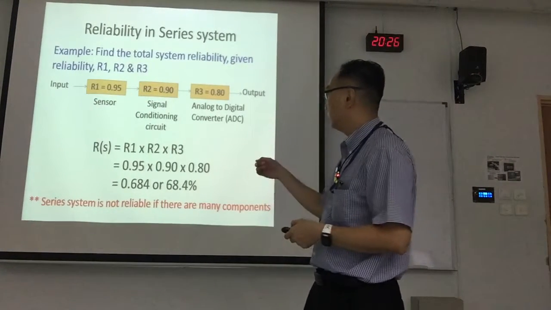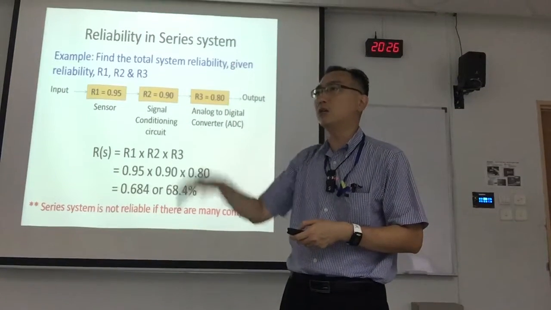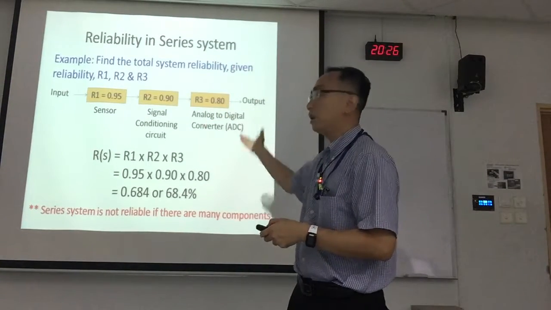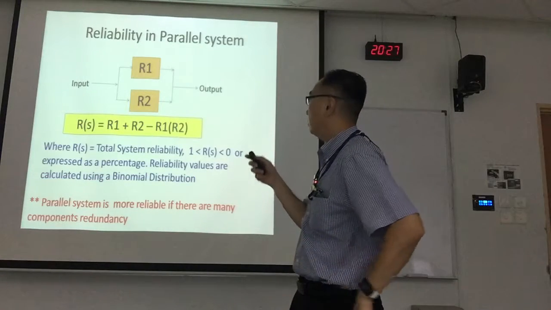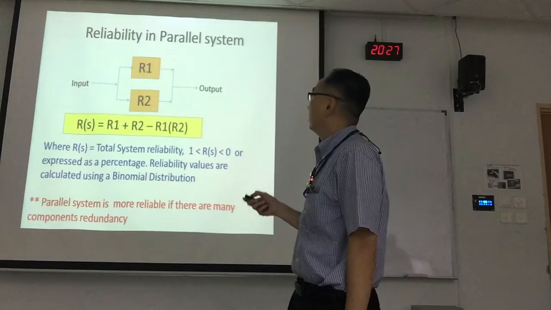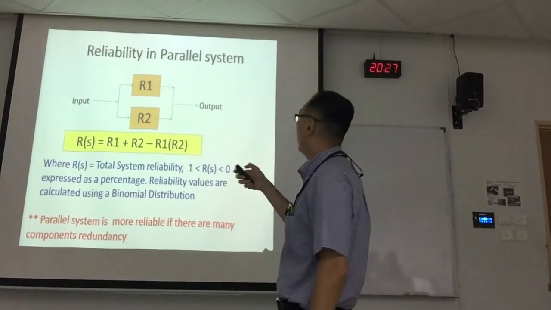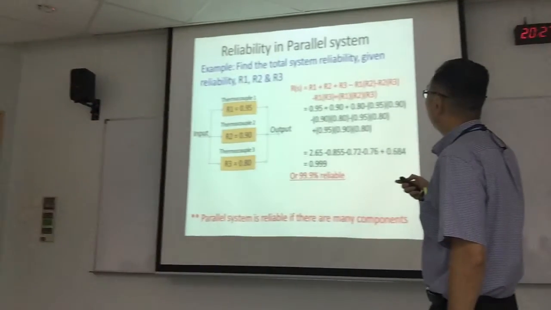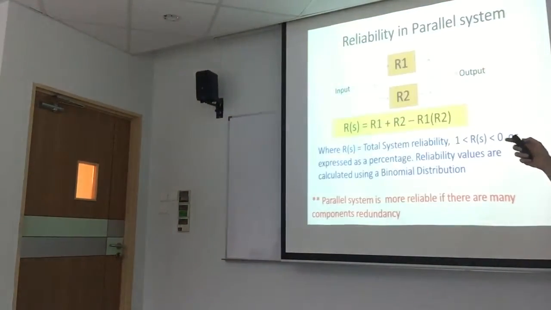So you can take a look at this one. Likely in the quiz, we will give you some calculations based on this kind of thing. Then the other one is parallel. Parallel is better. If you have a parallel system, we only give you up to a maximum of how many? Let me try and recall. I think up to 2 or 3 only. 3 is the max I can give you.